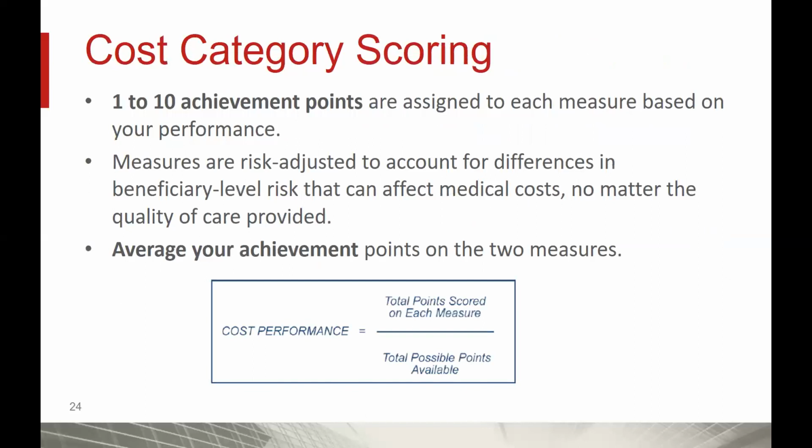So in each category, you are eligible to receive 1 to 10 achievement points based on each performance measure. Measures are risk adjusted to account for differences in beneficiary level risks that can affect medical costs no matter the quality of care provided, so that's important to note. And CMS will average your achievement points based on the two measures. So you'll be evaluated both on the MSPB and TPCC measures, and the sum of that will be added and averaged out to achieve your total possible points. So cost performance will be the total points scored on each measure divided by the total possible points that are available in this performance category.